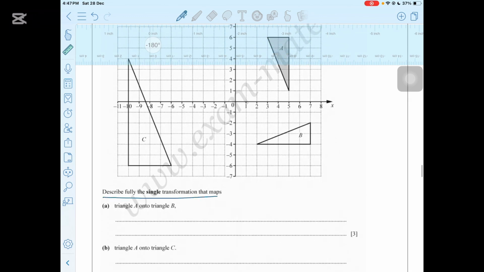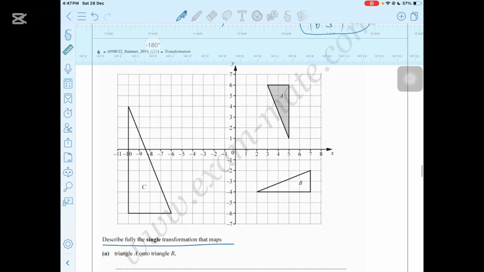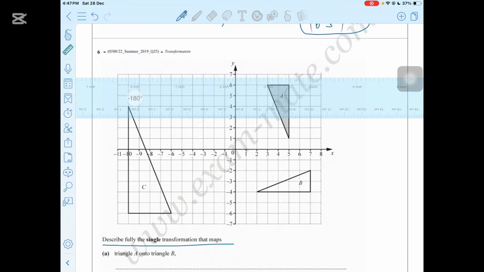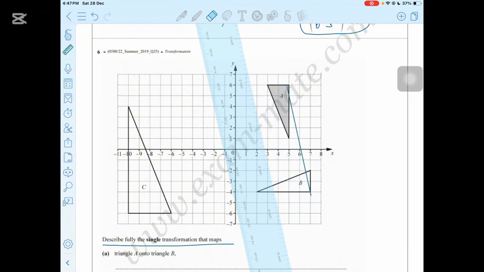Now we have to describe fully the single transformation that maps triangle A onto triangle B. So it's clearly a rotation or a translation, right? Because the shape has slightly shifted, or the shape has slightly rotated, as we can see. So let's just check if we can get something over here. Sorry, I don't think this would be it.